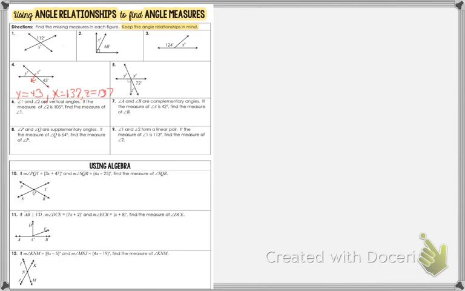Here we have the description. A and B are complementary. If the measure of A is 42 degrees, what is the measure of B? Well, right off the bat, if they are complementary, that means they add up to 90 degrees. And if angle A is 42 degrees, that means that angle B has to be 48.